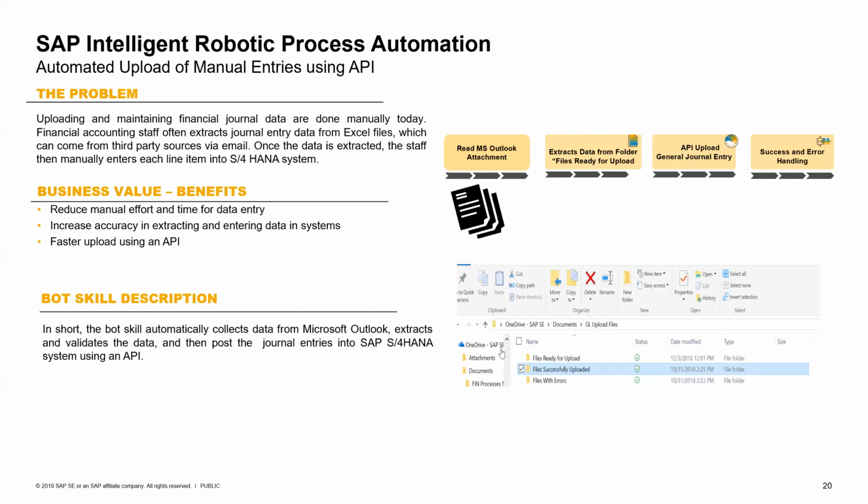Now, that was the generic example which I gave earlier. To be more specific, here is a bot which actually does that. It goes through your Outlook email, reads certain mails based on certain criteria, extracts the information and creates supplier invoices, customer invoices, and journal ledger entries in your S/4HANA system.